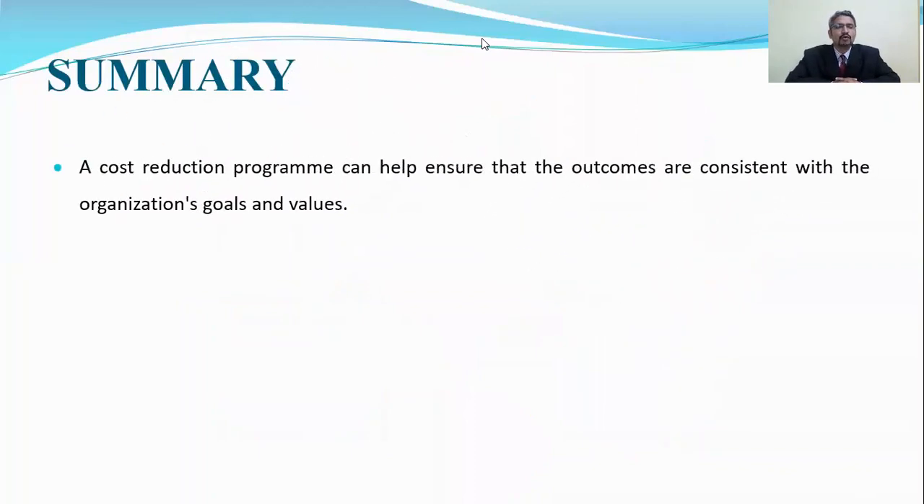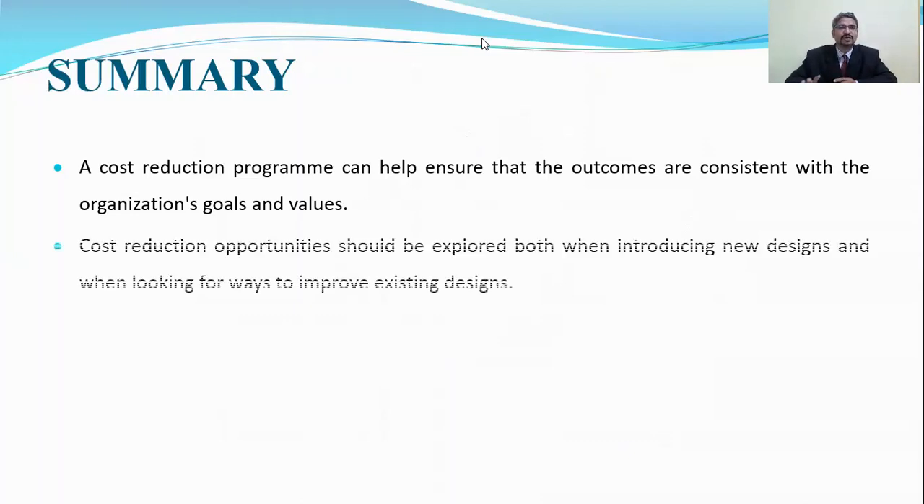Therefore, now we'll go for the summary. What we have learned from this chapter. So a cost reduction program can help ensure that the outcomes are consistent with the organizational goals and values. So organizational goals and values should be taken in prime order. The goals and the values should not be compromised, and they have to be achieved well.